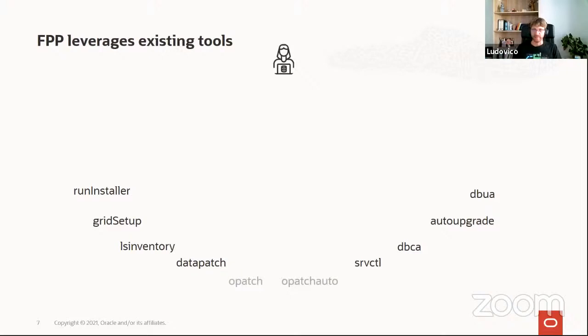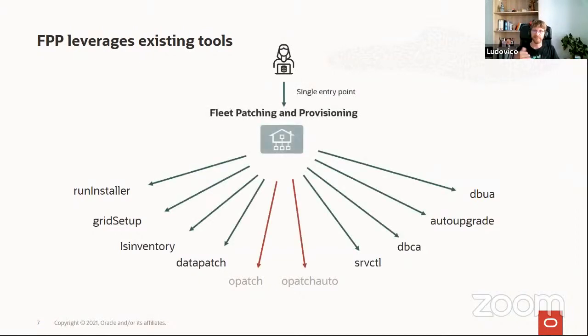So we have many customers that complain about the fact that we used to have, and we still have, a lot of tools in order to manage the database lifecycle. So you might know all of those tools already. This is what you would use when you try to patch your databases manually or install new software. And FPP positions itself exactly as a single entry point. So it does not replace any of those tools. It just automates the execution of those tools so that you don't have to.